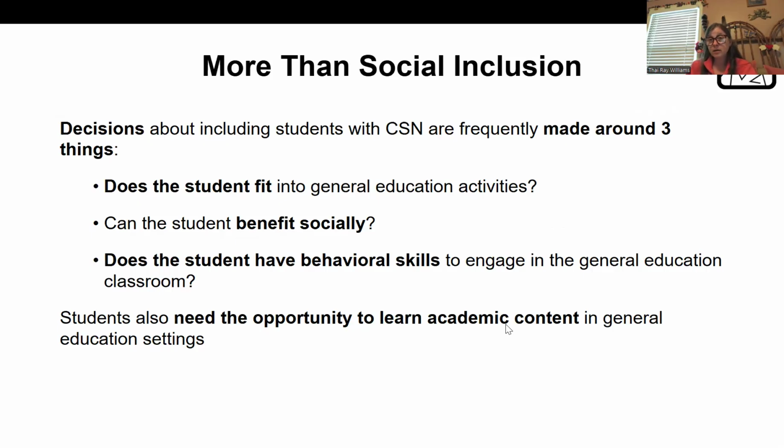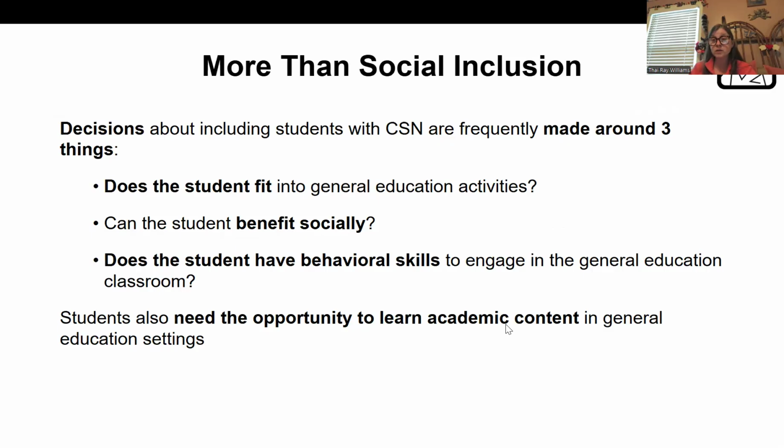Not only that, often people are considering, can the student benefit socially? We do want to know that. Can they make friends? Because everybody wants to have friends, right? That's a really important part of school. Does it support their communication? Are they able to work on social skills in that setting or work on generalization? So that is important.